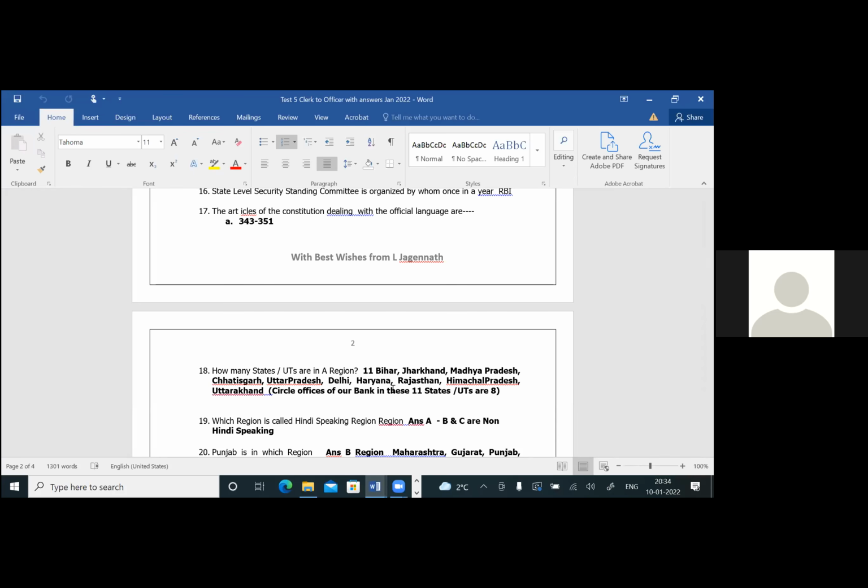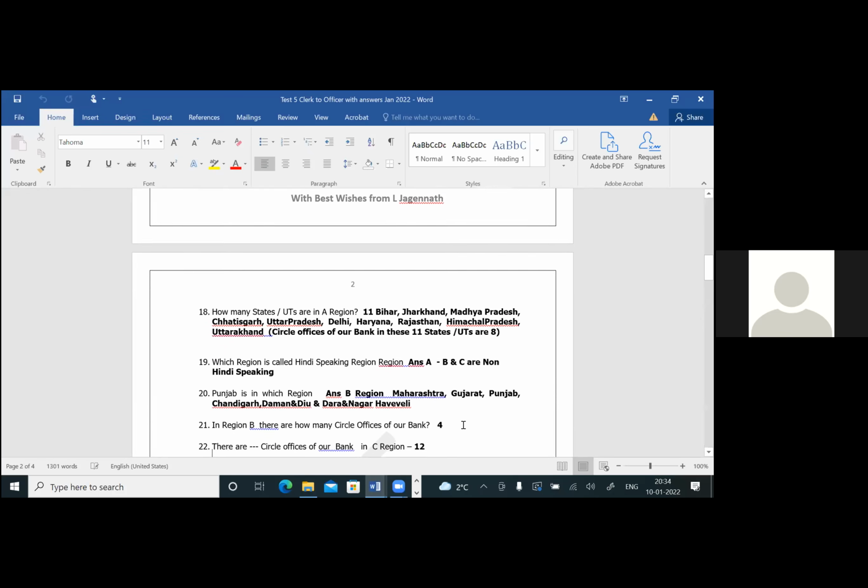If they ask, you should not miss it. In A region, how many circle offices of Canara Bank are there? We have 8 circle offices. Then, which region is called the Hindi-speaking region? The answer is A. So A region is called the Hindi-speaking region. B and C are non-Hindi-speaking regions.